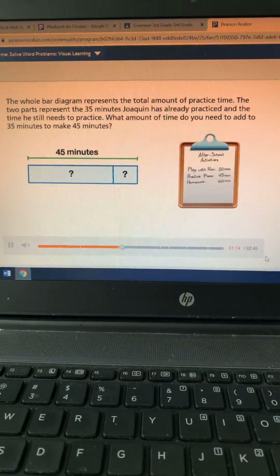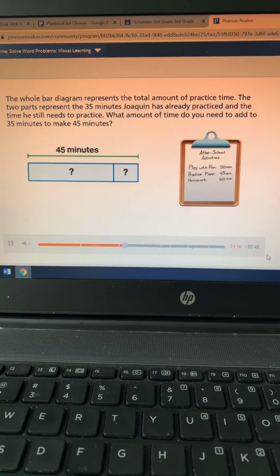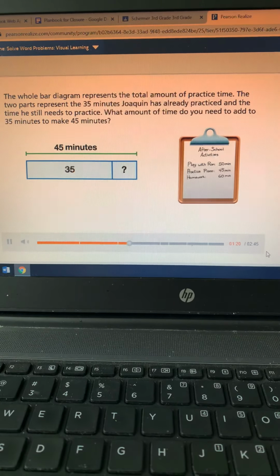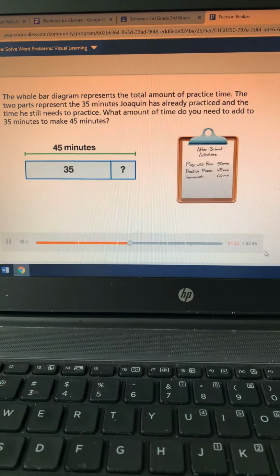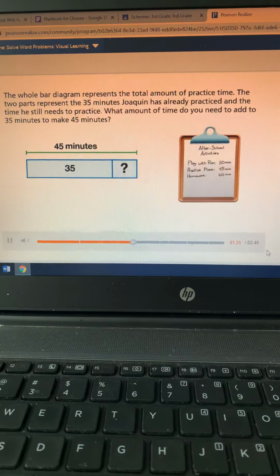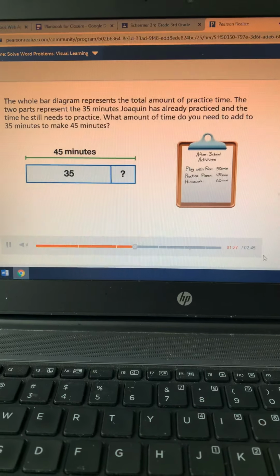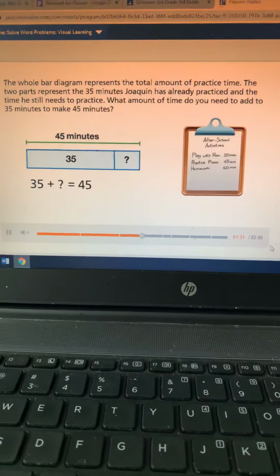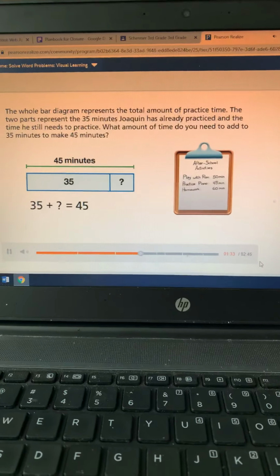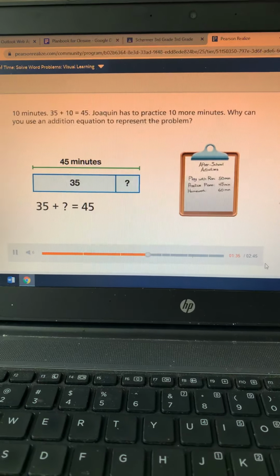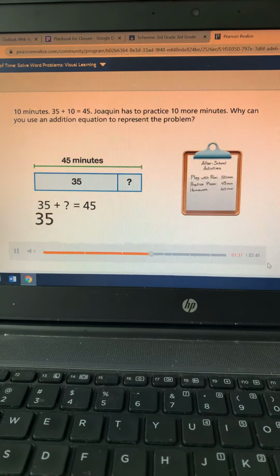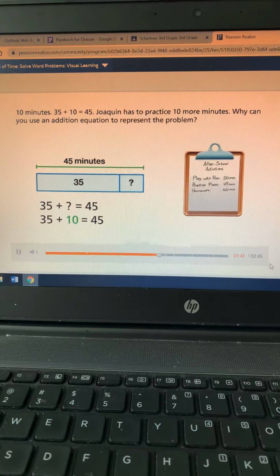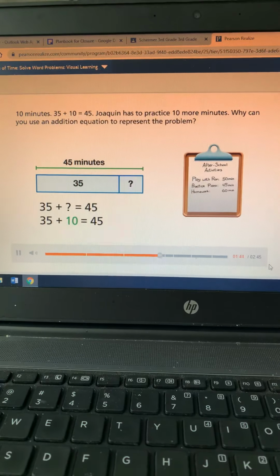The whole bar diagram represents the total amount of practice time. The two parts represent the 35 minutes Joaquin has already practiced and the time he still needs to practice. What amount of time do you need to add to 35 minutes to make 45 minutes? 10 minutes. 35 plus 10 equals 45. Joaquin has to practice 10 more minutes.